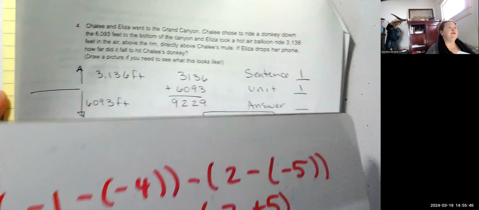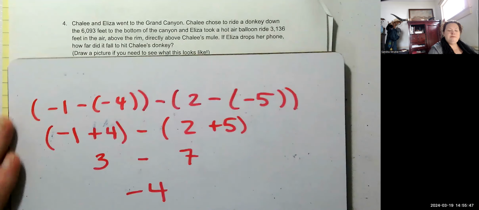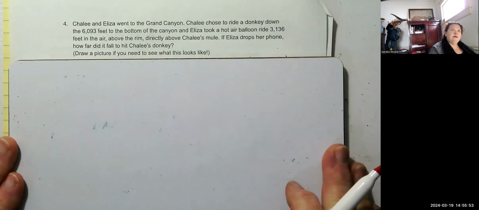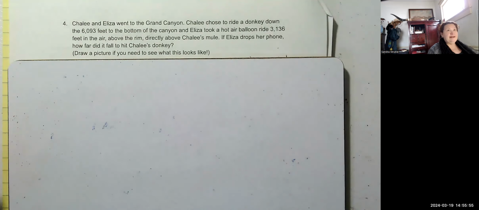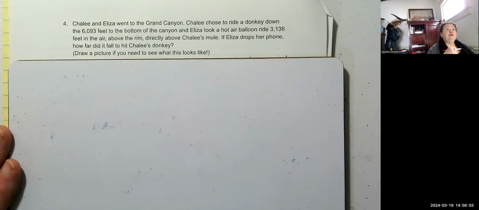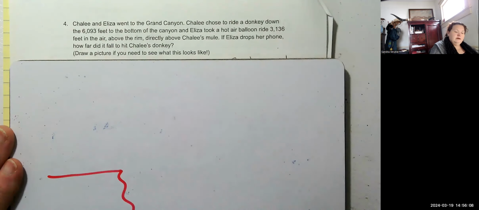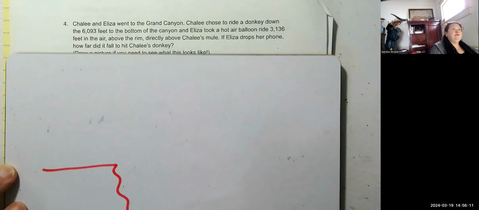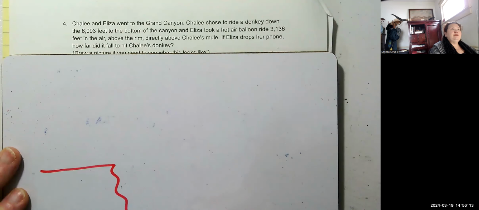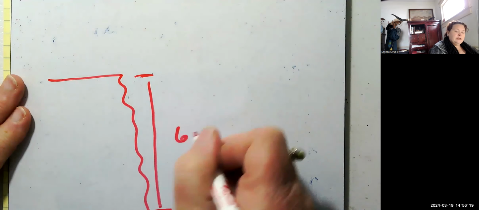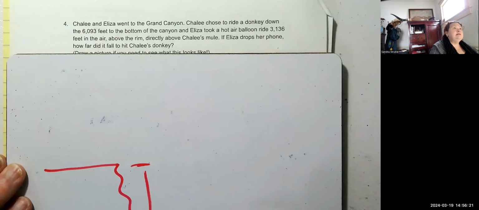All right, let's go to the Grand Canyon. This one really messed up several of y'all. You need to be able to comprehend what the words are saying. Slow down, breathe, and think through what I'm saying here. We've got Chaley and Eliza went to the Grand Canyon. Chaley chose to ride a donkey down. So if we've got the Grand Canyon, it's just a canyon. Chaley rode her mule down 6,093 feet to the bottom. So from here down is 6,093, and that is feet.